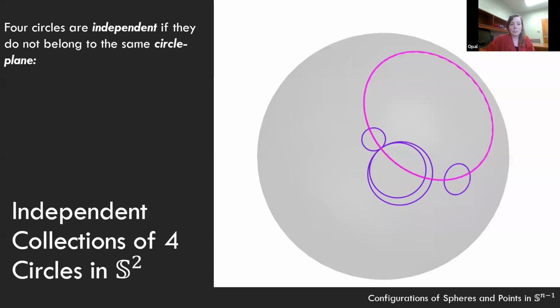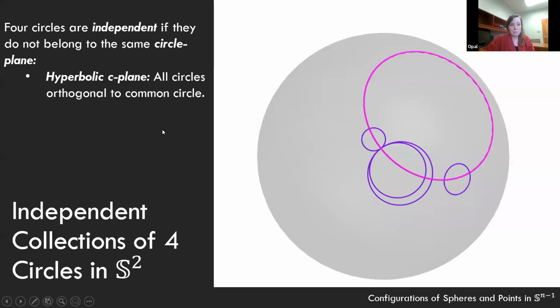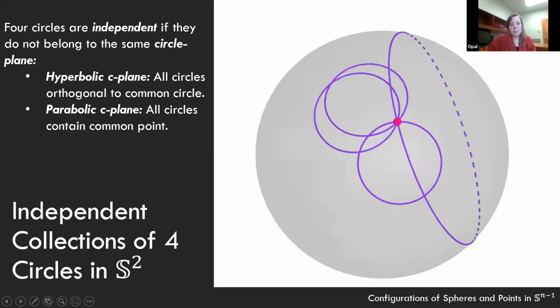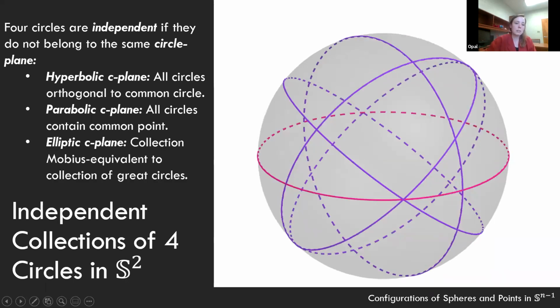And so to categorize what a circle plane is, a hyperbolic circle plane, or C-plane, is a C-plane where all circles are orthogonal to a common circle. Like in this picture, these four purple circles are orthogonal to this pink circle. If they can't all be containing the same point, that's what's called a parabolic C-plane. And they can't be Mobius equivalent to a collection of great circles.